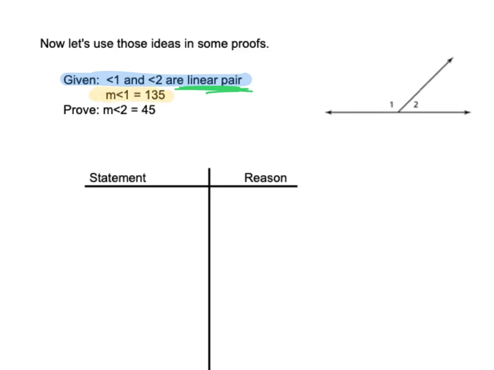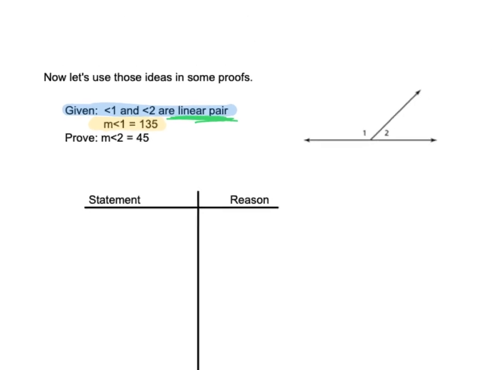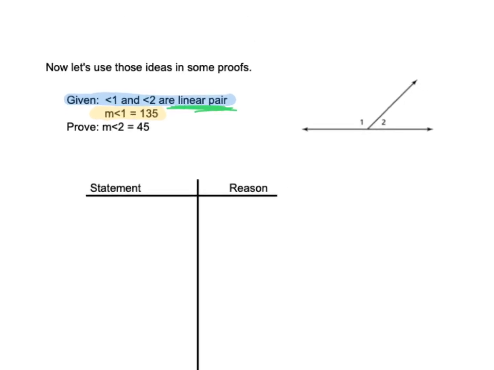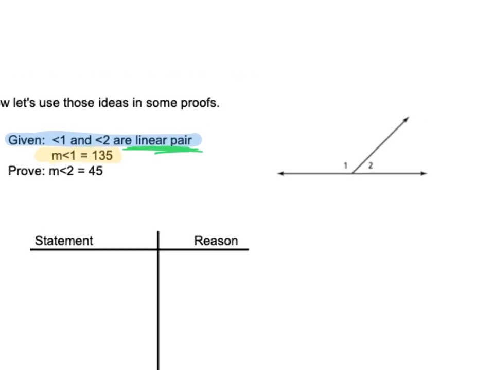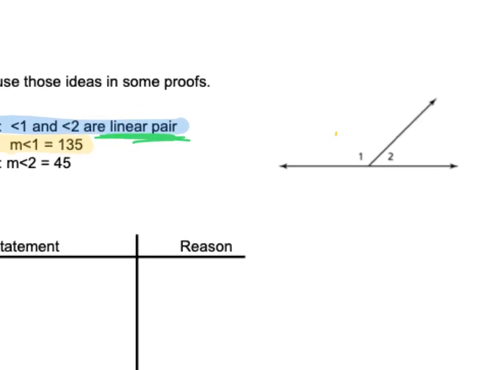I have that the measure of angle 1 equals 135. That little m out in front says measure. Okay, so that's what we're talking about when we have that little m. So let's go ahead, first things first, look at our diagram and let's label some stuff. So we just have things that are making sense to us. They're a linear pair. You can see that in the diagram. We also know that angle 1 is 135 degrees.